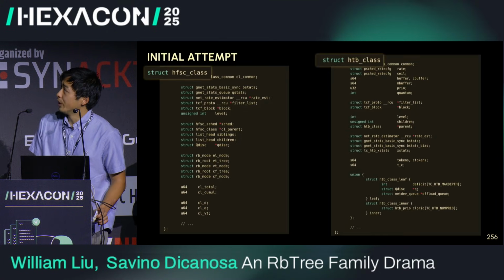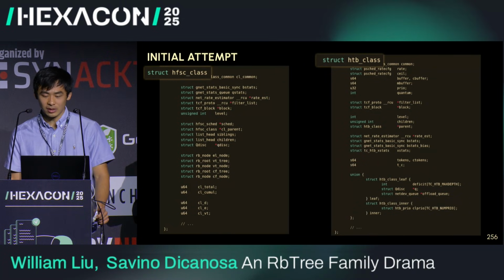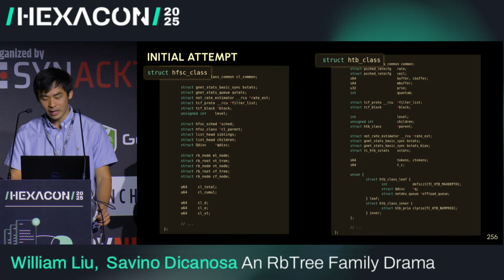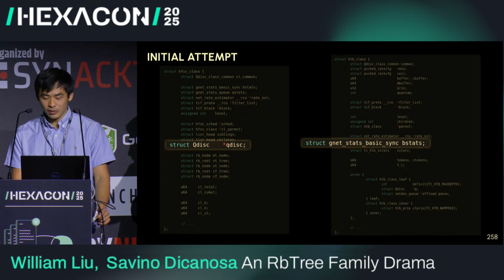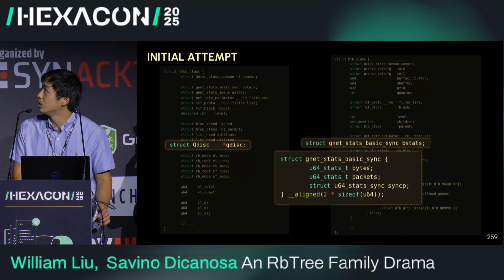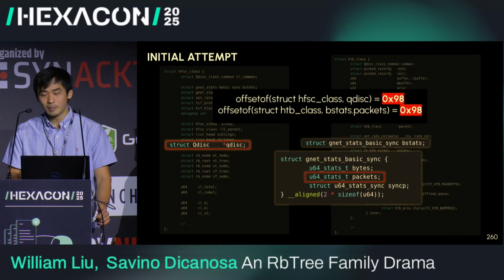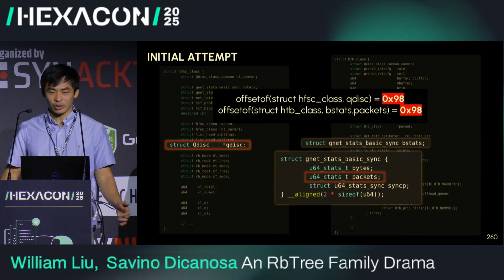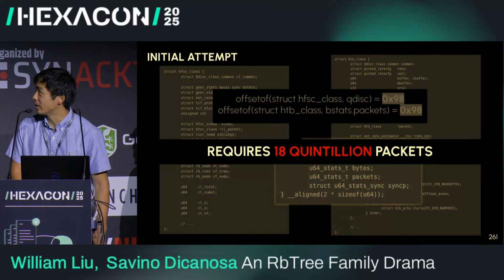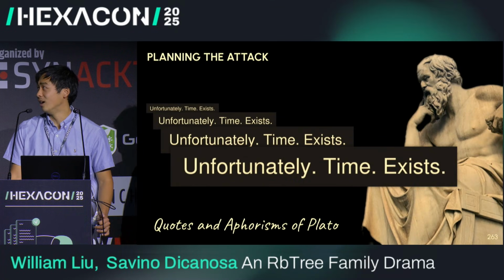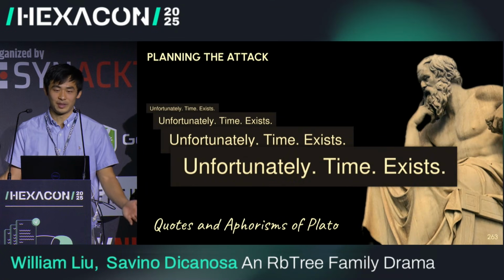In our initial attempt, we identified the HFSC class and the HTB class as landing in the same slab. They have the same allocation site, so they bypass random kmalloc caches. Two fields that we can type confuse are the qdisc and the bstats field, specifically the packet offset in the bstats struct. This packet count gets incremented from 0 when you start sending packets in the HTB class. So we can forge a kernel pointer with 18 quintillion packets. We can't exactly send that. Time exists, and kernelCTF wouldn't allow that long of a submission either.